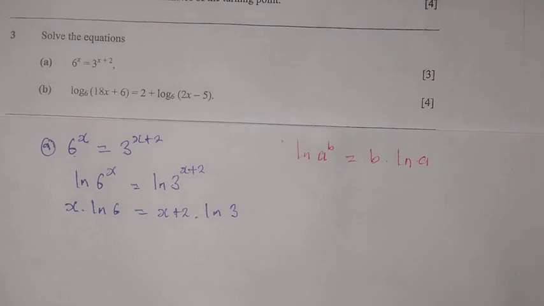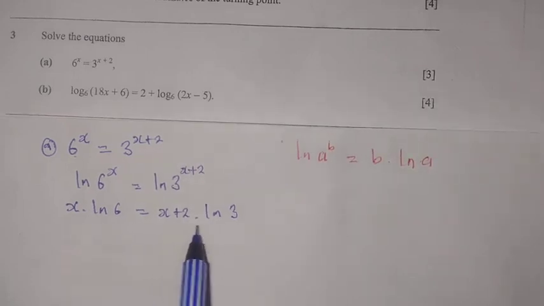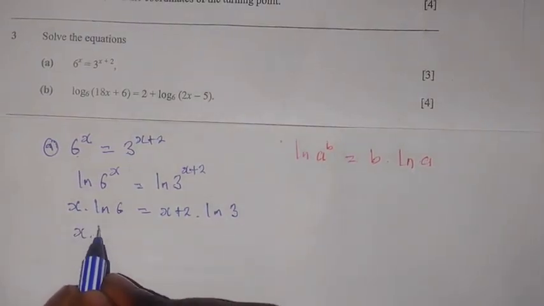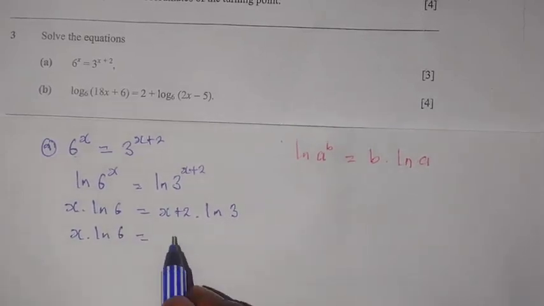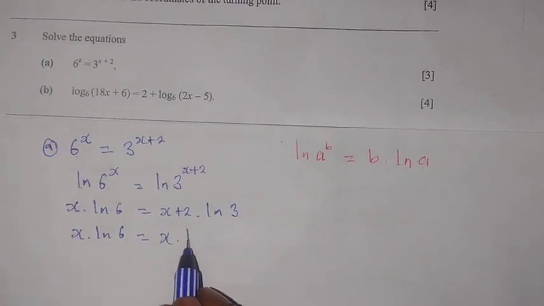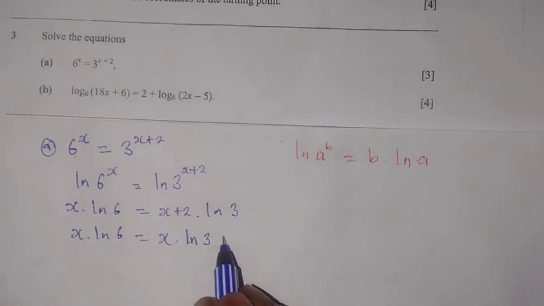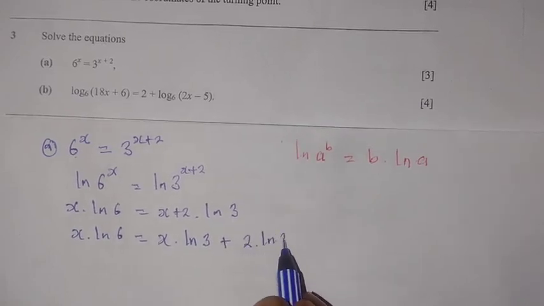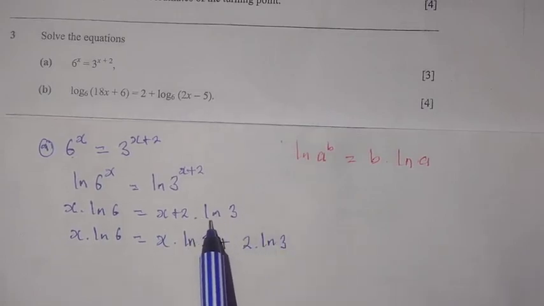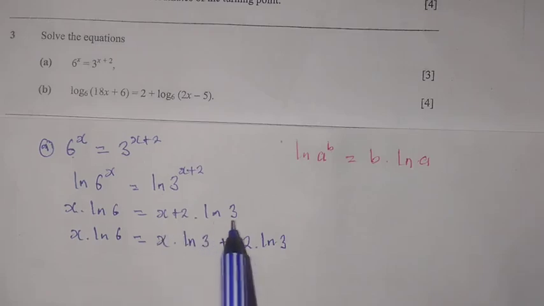Now, from this stage, what are we going to do? We are going to focus on the right-hand side here. So we can expand. We are going to copy x times ln of 6 is equal to, and to expand here it will just be x times ln of 3 plus 2 times ln of 3. So we have expanded by multiplying ln of 3 times x, again ln of 3 times the positive 2. This is what you get.